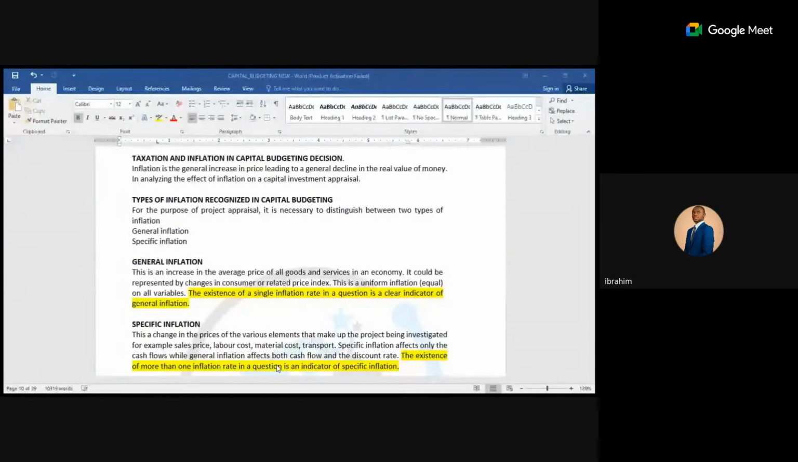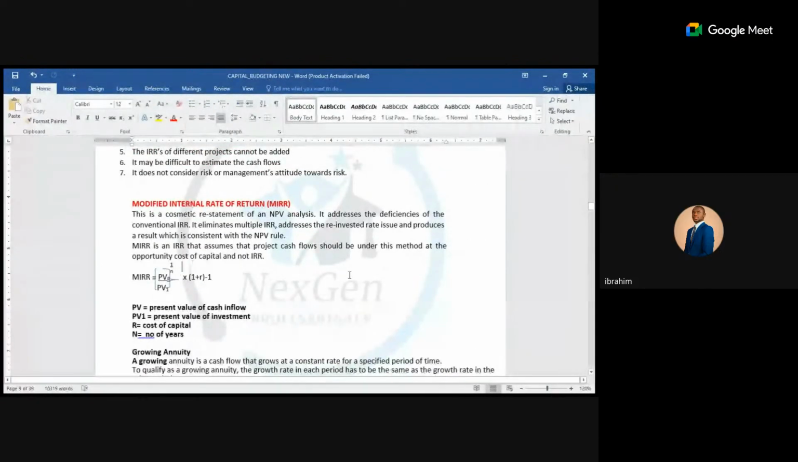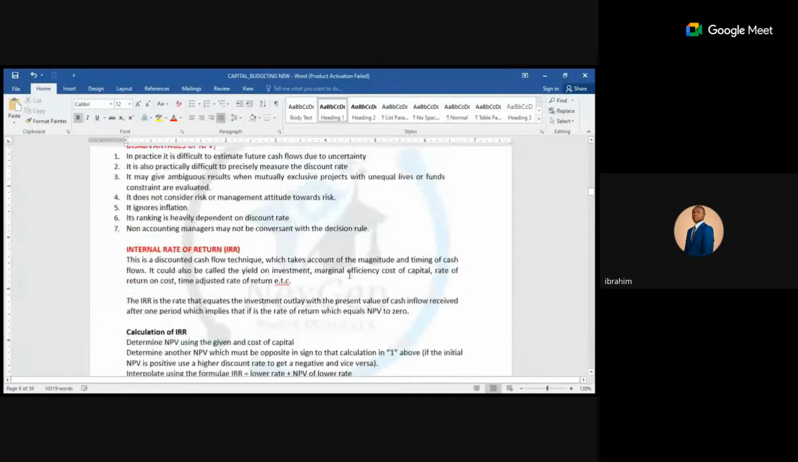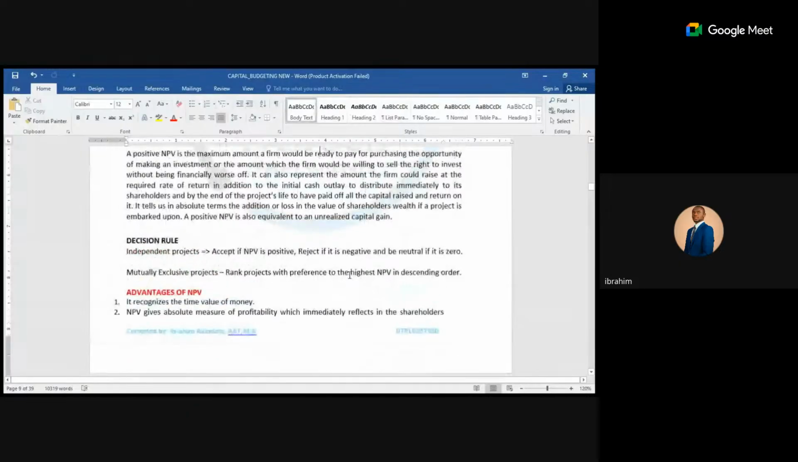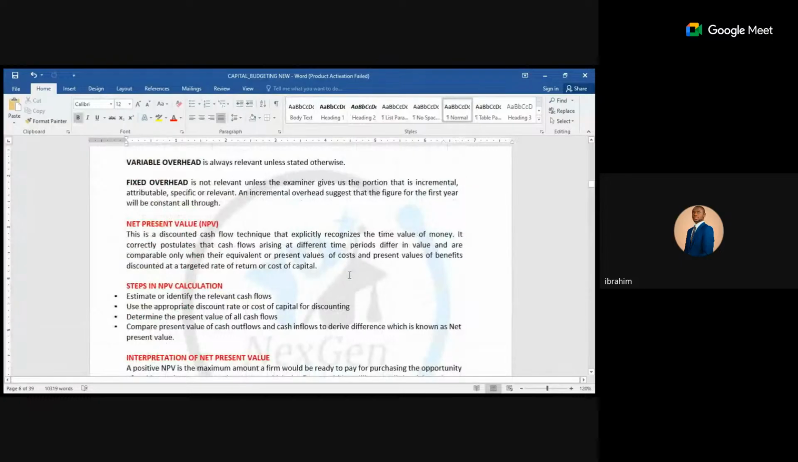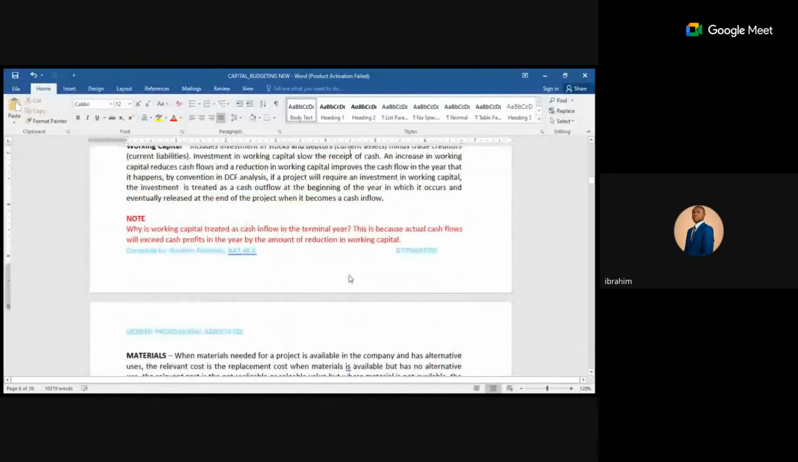Right. Now, for my explanation, I said the traditional approach is when we have the payback period and the accounting rate of return. Accounting rate of return, right. And all these do not consider the time value of money.